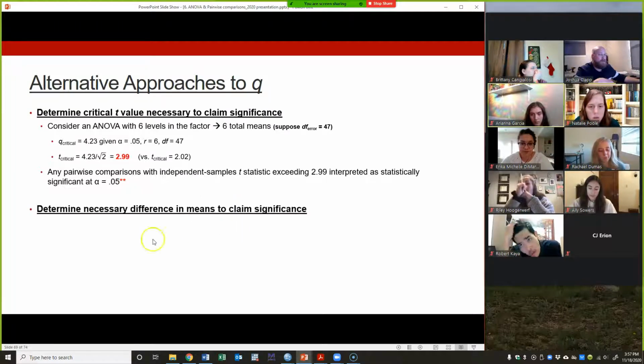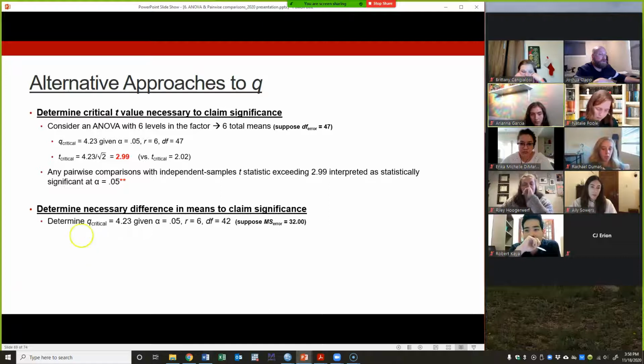The other thing we can do is use this Q statistic to find a necessary difference in means in order to claim evidence for a comparison. In this situation, I'm going to take Q critical, again 4.23 given alpha 0.05, R equals 6, 47 degrees of freedom, and let's say this time my mean squared error is 32.